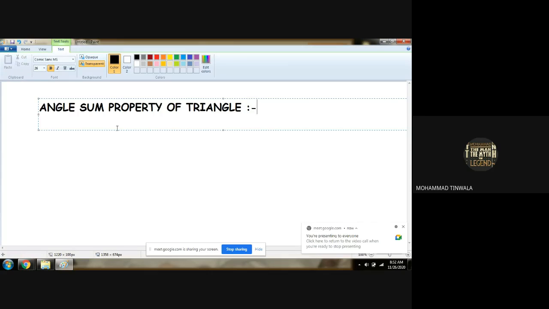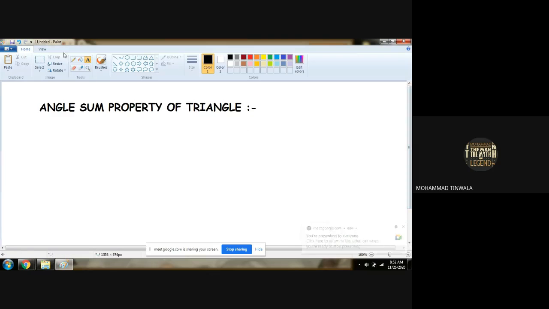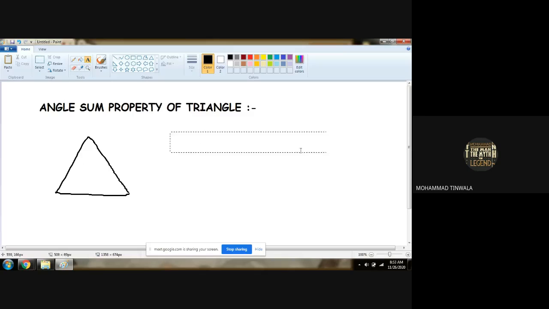Angle sum properties of triangle. Okay. Now what we have to do in this? We have to do nothing here. We know that the sum of all the three angles of a triangle is what? 180 degree. We have to understand and remember this statement.